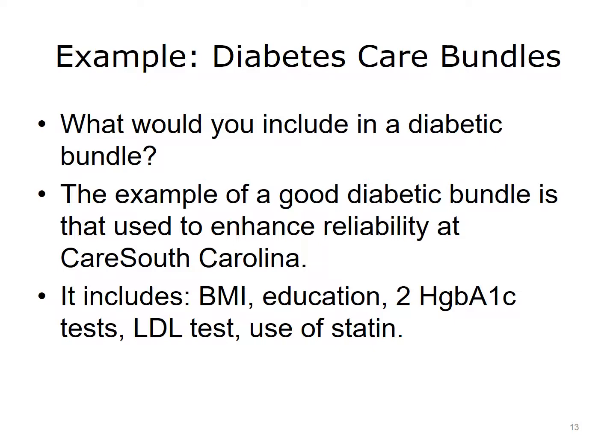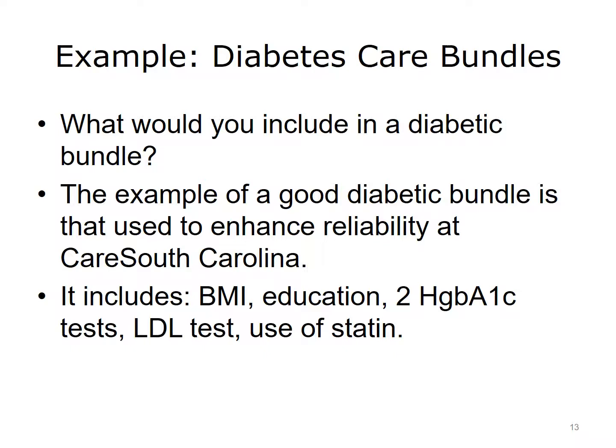You could truly incorporate a number of measures into a bundle for diabetic care. A good example is the work of Care South Carolina. Care South Carolina is a private nonprofit health and human services provider located in the PD region of South Carolina. They have conducted transformational work ensuring reliability of a significant amount of their processes. Their diabetic bundle includes recording body mass index, BMI, diabetes mellitus, DM education, 2 hemoglobin A1C, HbA1c measures in past year, LDL cholesterol measure in last year, and patients on statin if over 40.